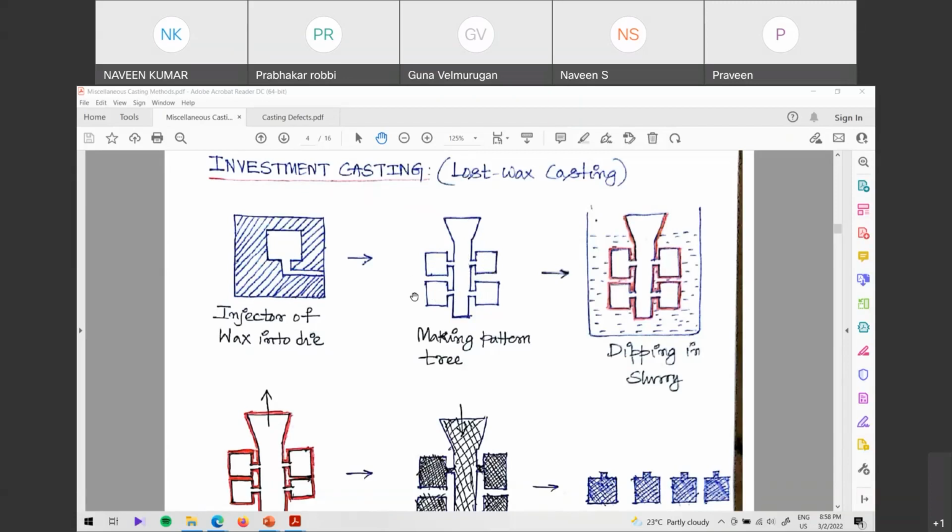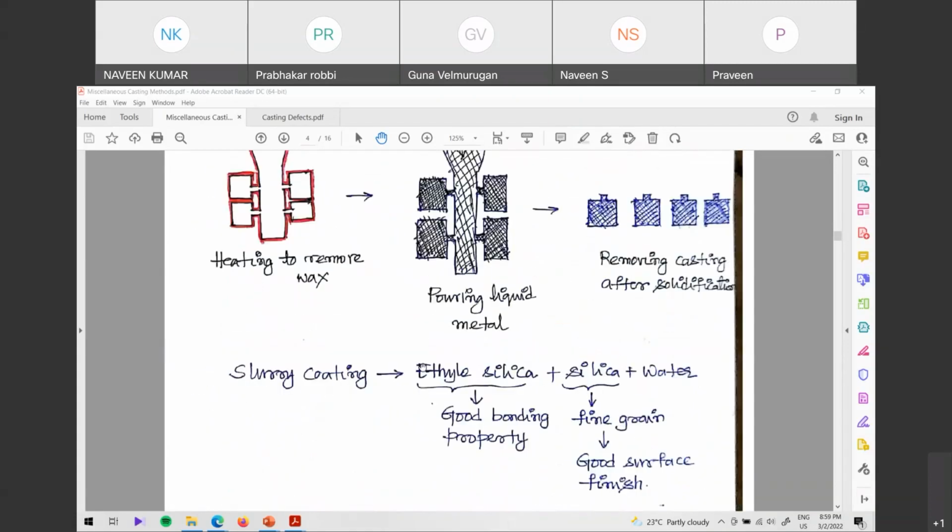And now this whole wax pattern, along with the central runner and the sprue and the objects that you want to manufacture, you have to dip into a slurry. Okay, what is a slurry? The slurry is this: ethyl silica plus water. Ethyl silica is for good bonding property. Silica, of course, you know, that is sand. That is for good surface finish. Fine grain you are using, very fine, not coarse. Plus some water.